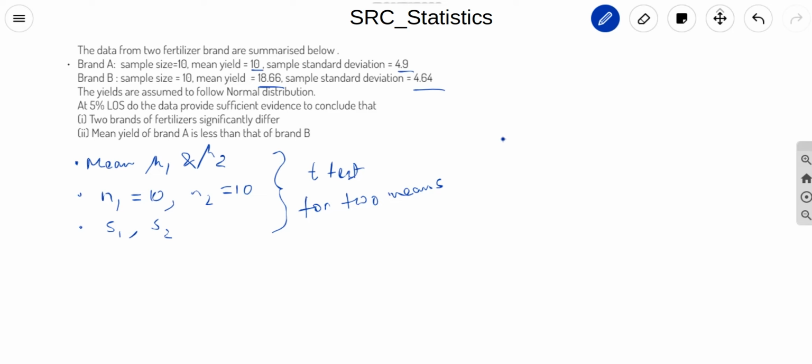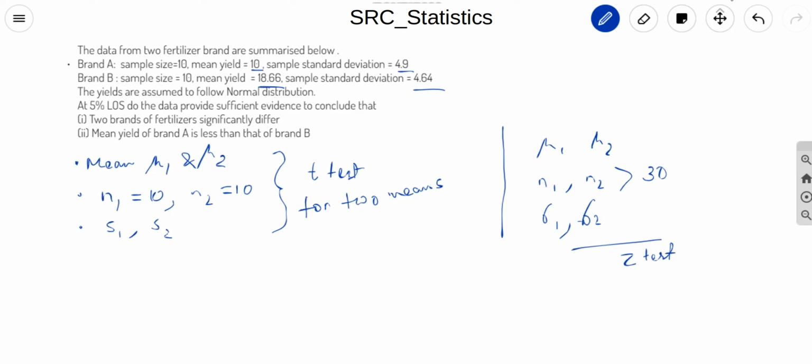Okay, why we cannot use Z-test? This is a test for mean. When we compare means, we can use Z-test, but there are two conditions. Sample sizes should be large, that means they both should be greater than 30, and population standard deviations sigma 1 and sigma 2 should be provided. Then we can use Z-test for two means.